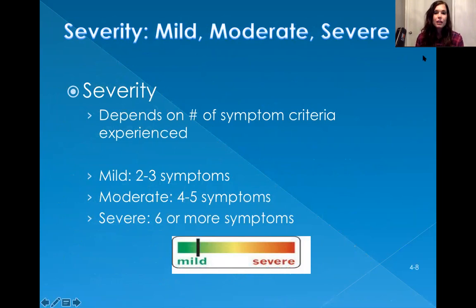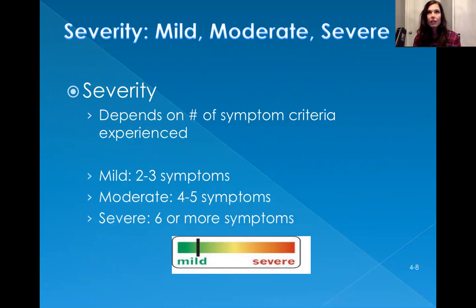This, of course, can be considered mild, moderate, or severe, and the severity depends on the number of symptom criteria experienced. So mild is 2 to 3 symptoms, moderate would be 4 to 5 symptoms, and severe would be 6 or more. So this is obviously happening on a continuum. And that's a change from the DSM-4 that really accounts for the variability in some of these substance use disorders that you might see.